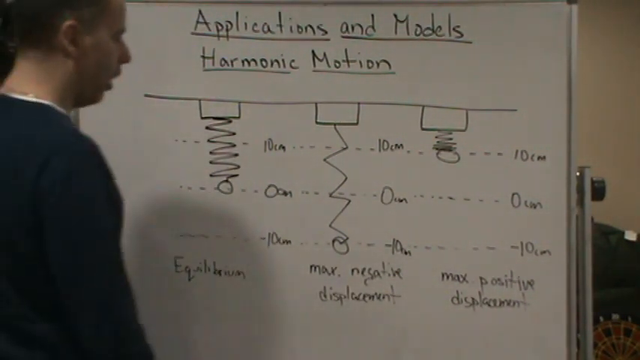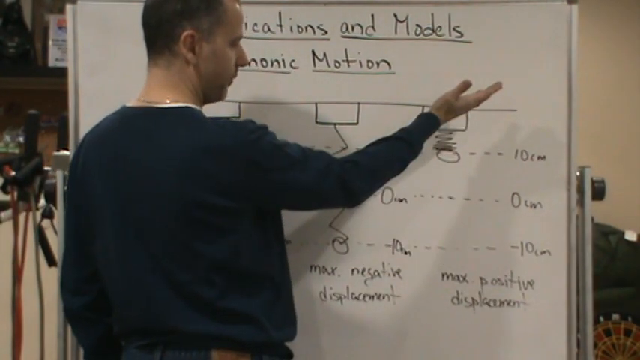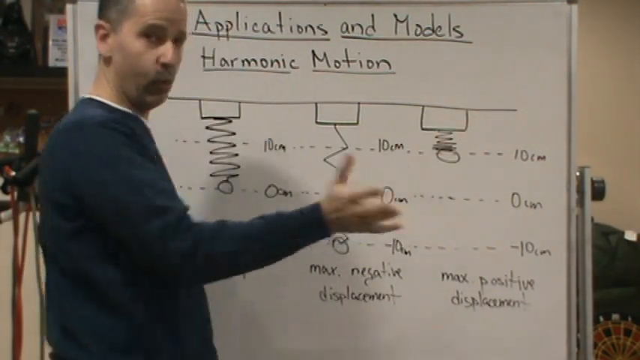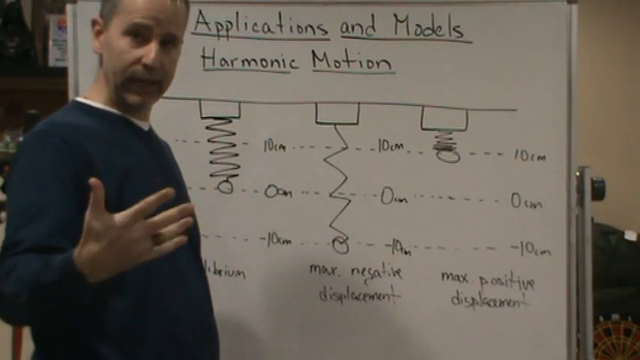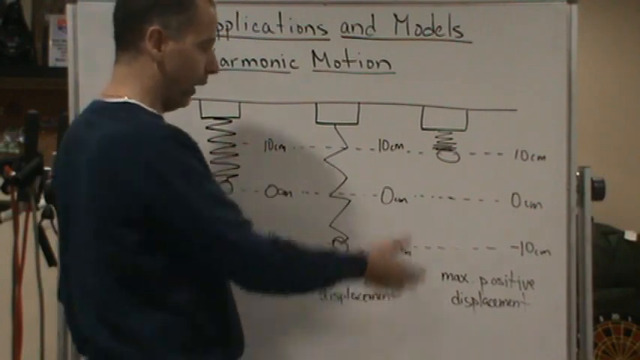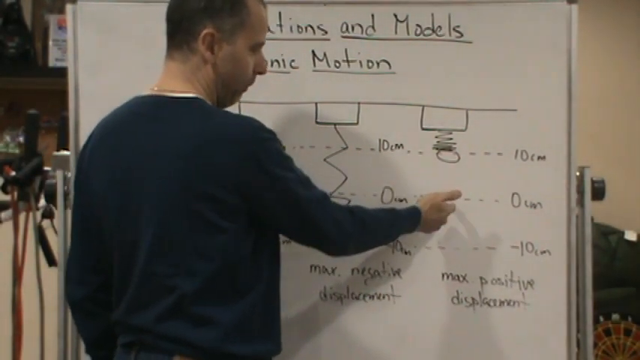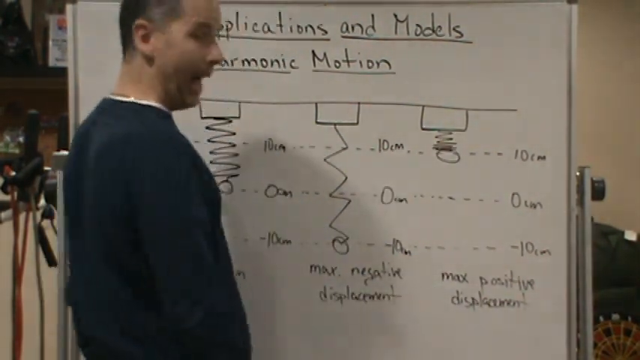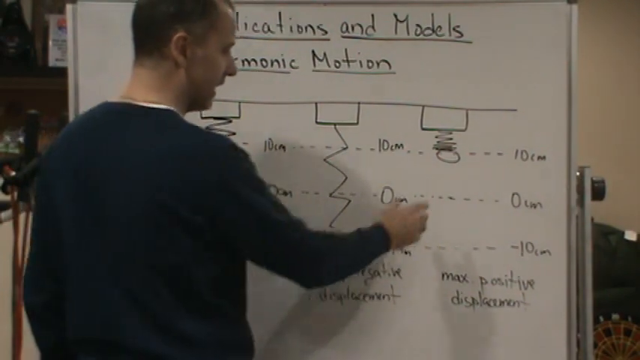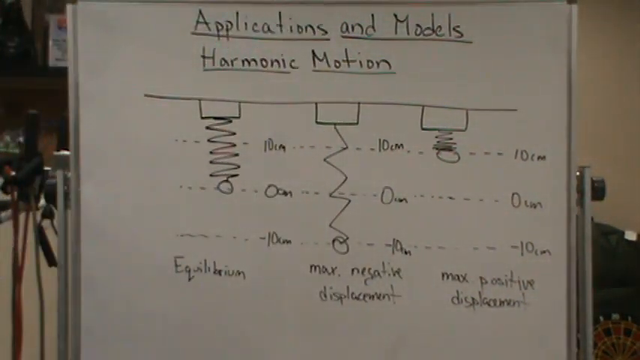And then also, let's say we push the spring as far up as it will go, again without breaking the spring or bending the spring or changing the spring in some form, so that when we let go, it's still going to go back to 0. That would be the maximum positive displacement, and let's say that is at positive 10 centimeters in this example.